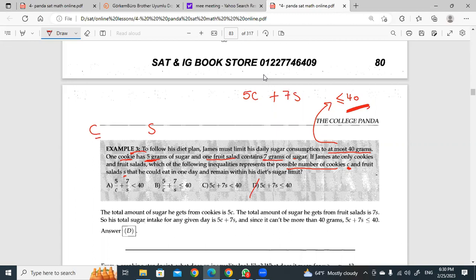Any questions? No. Zaina, Sarah, Yasmin, no. Doha, no. Do you want me to repeat?